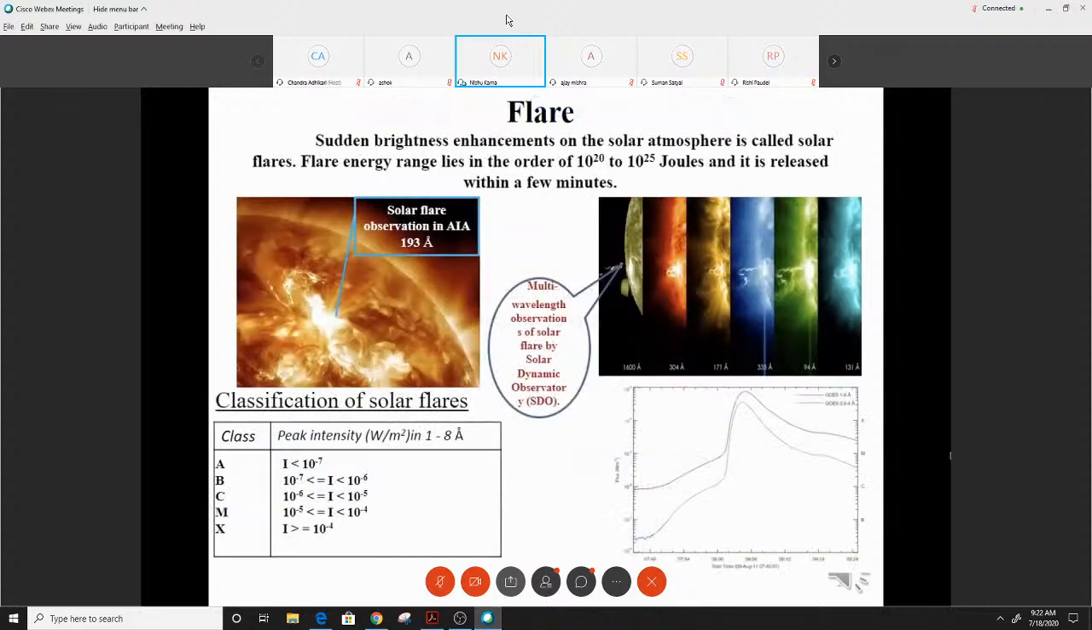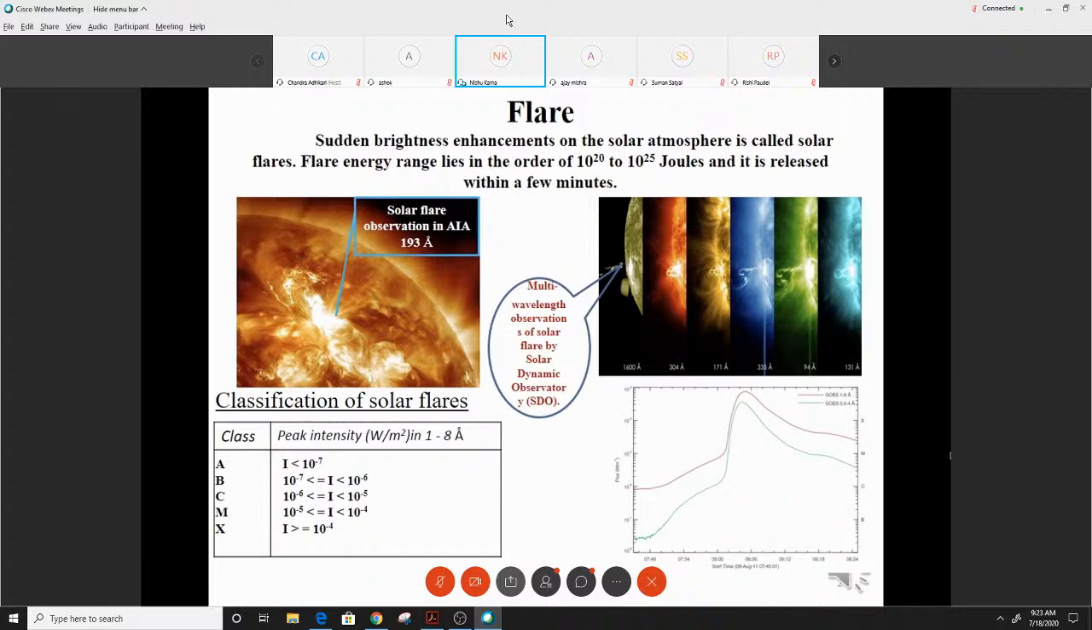I'm not going to detail the solar structure. My current research topics are related to solar activities, mainly solar flares and CMEs in the solar atmosphere. Therefore, I start my presentation directly from the solar flare. A solar flare is a sudden brightness enhancement in the solar atmosphere. During a solar flare, a huge amount of energy, of the order of 10 to the power 20 to 10 to the power 25 joules, is released within a few minutes. Solar flares are generally observed in different wavelengths: 94, 131, 171, 193, 304, 335, and 1600 angstroms.